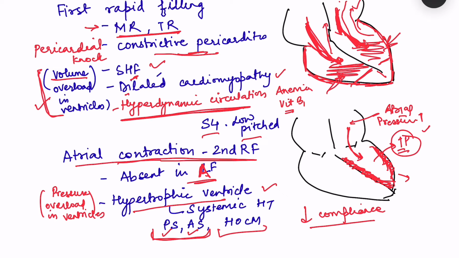So that was about the heart sounds. We discussed the physiology of the heart sounds. We discussed when these sounds will become loud or soft. Then we discussed the splitting of the second heart sound, and we discussed some causes of S3 and S4 heart sounds.